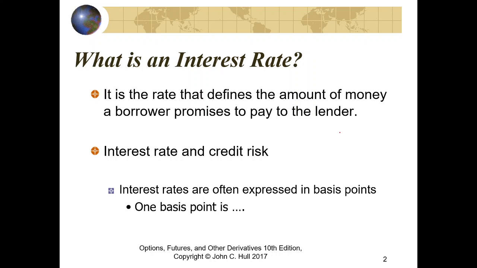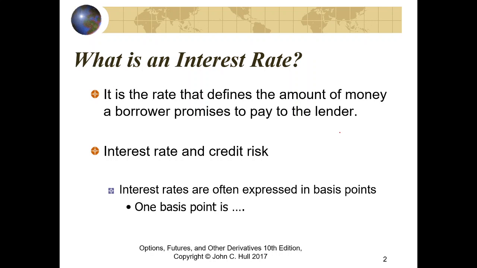So 10% means that if the borrower borrowed 1,000 from the lender and promised to return back the principal amount and the interest after 1 year, then after 1 year, the borrower will pay back the lender 1,000, the principal, plus 100, which is the interest.